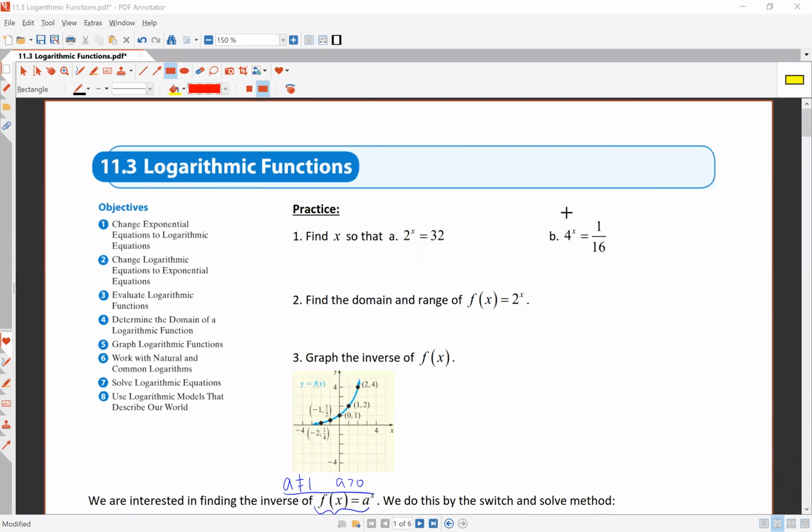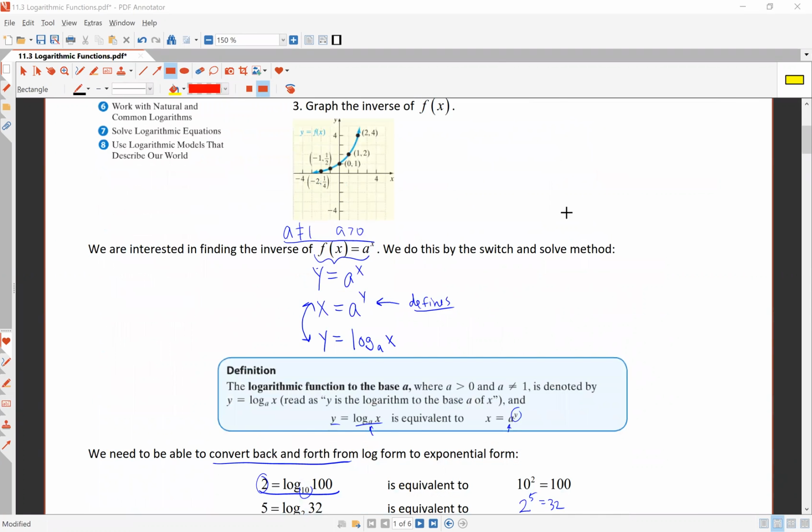This video covers section 11.3, logarithmic functions, objective 3, evaluate logarithmic functions. To evaluate logarithmic functions, we need to think of them as their inverse problems sometimes. And so remember, we have the equivalency between x equals a to the y and y equals log base a of x.